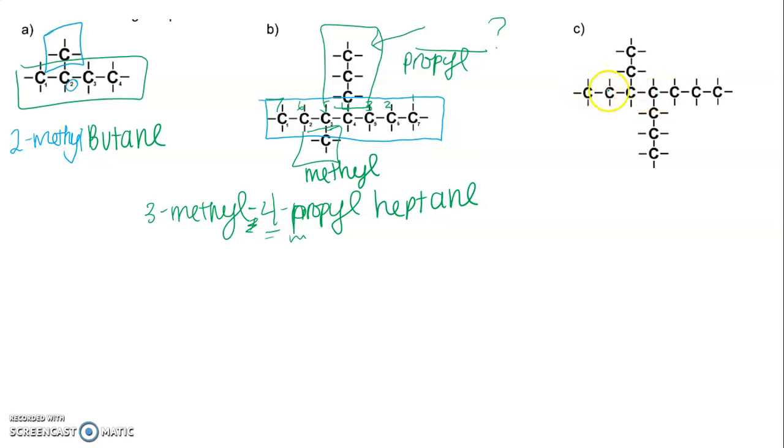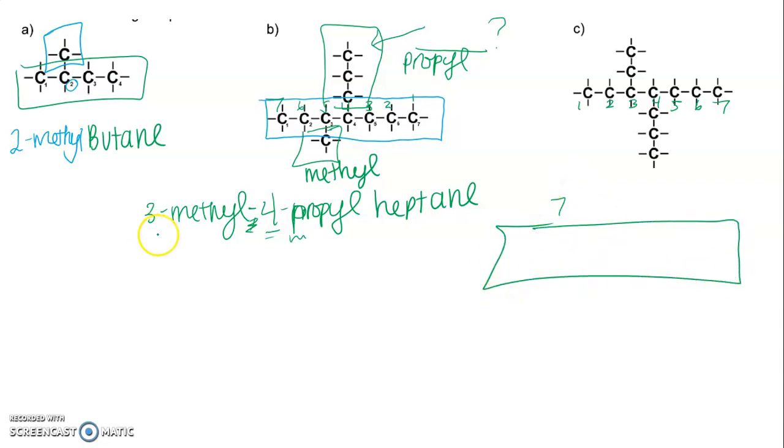So if we number it from left to right, this would be 3 and 4 is 7. If we use this way, it'd also be 3 and 4. If we went this way, we'd have 4 and 5. So left to right is the best option. 1, 2, 3, 4, 5, 6, 7. Now take a moment and try to name that on your own. The entire name with these different substituent groups.